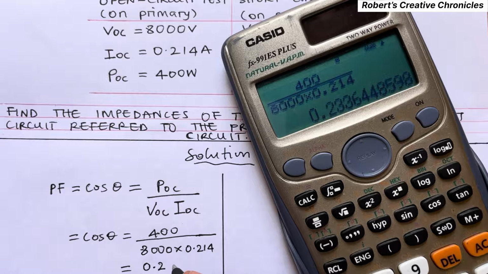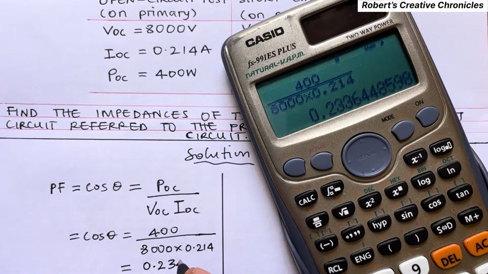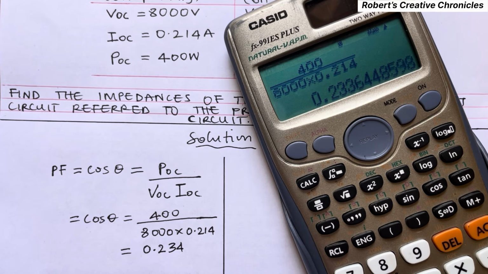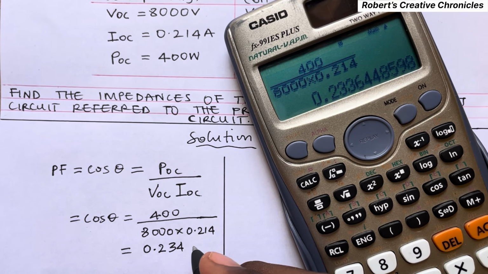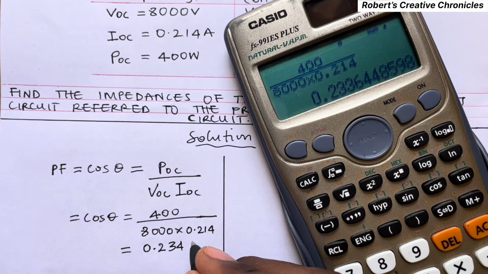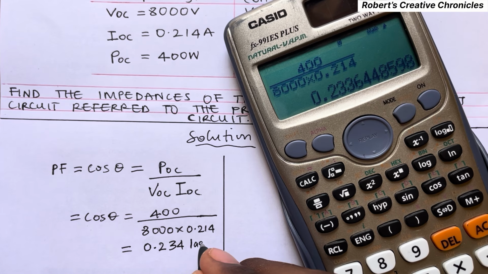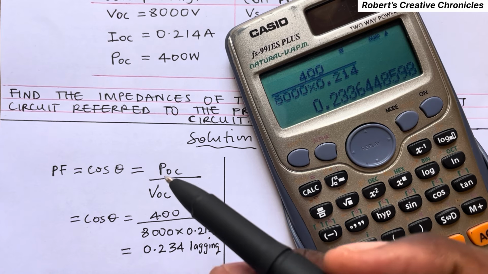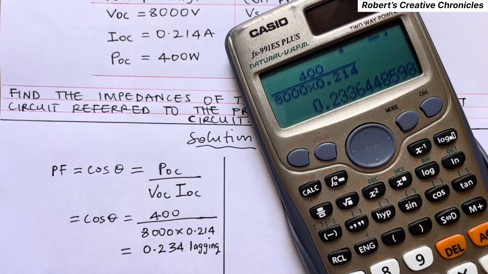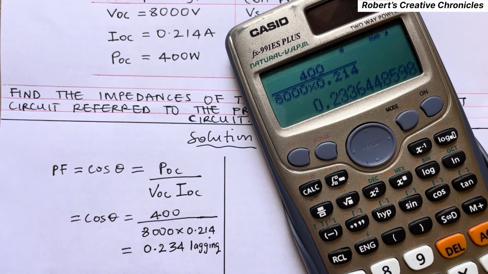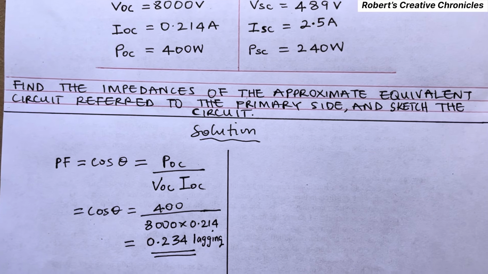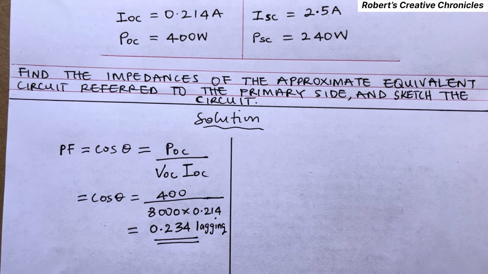So 0.234. And during open circuit test and short circuit test, the power factor is always lagging. So this is lagging, because during open circuit test and short circuit test, the power factor is always lagging. So it's 0.234 lagging.